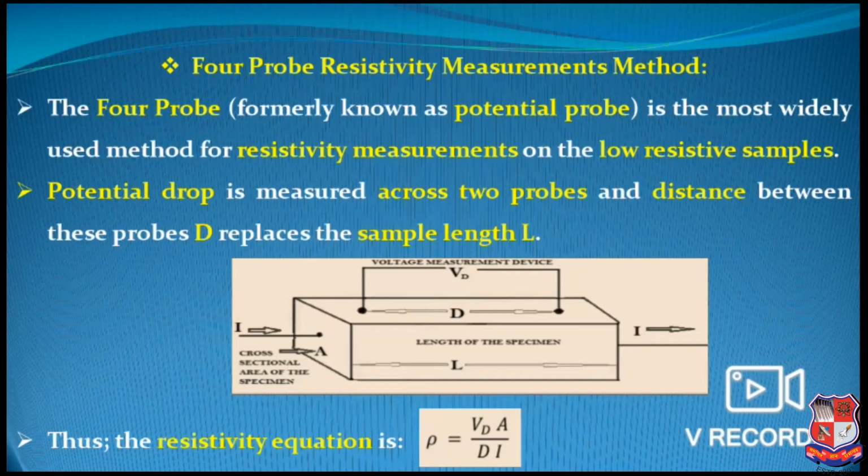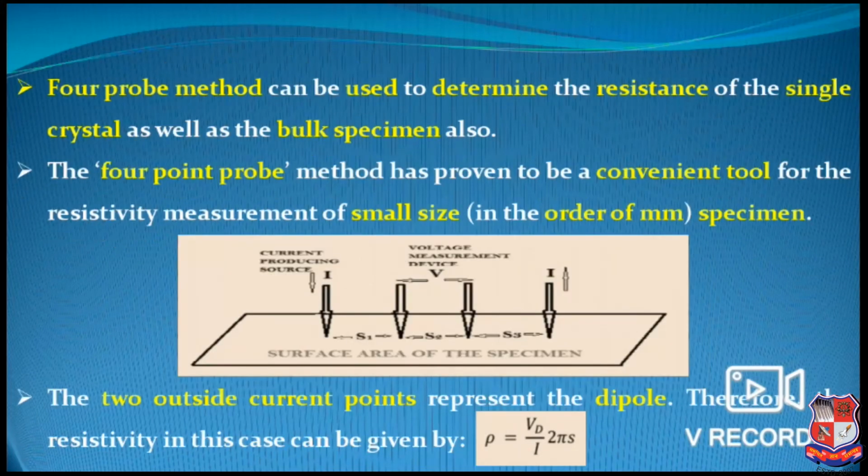So Vd is the voltage drop, A is the cross sectional area, d is the distance between two probes, and capital I is the current flowing and coming out from the specimen. Four probe method can also be used to determine the resistance of the single crystal as well as the bulk specimen, which is very useful for research purposes.